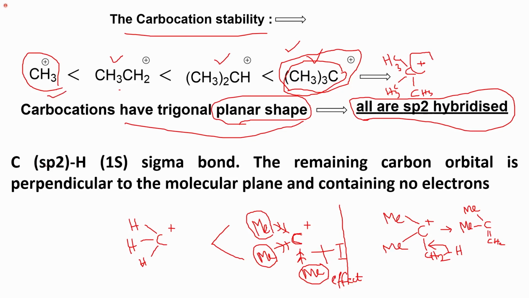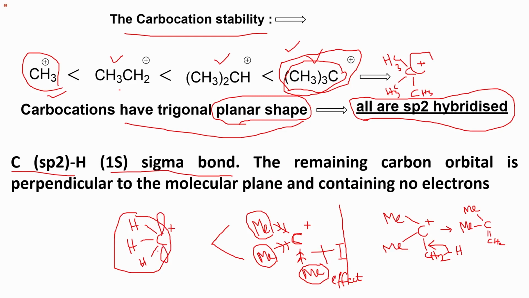Now, carbon is sp2, and each carbon-hydrogen single bond is a sigma bond. All these single bonds are called sigma bonds. Hydrogen is using its 1s orbital and carbon is using an sp2 orbital. The remaining carbon orbital is perpendicular to the molecular plane and contains no electron.